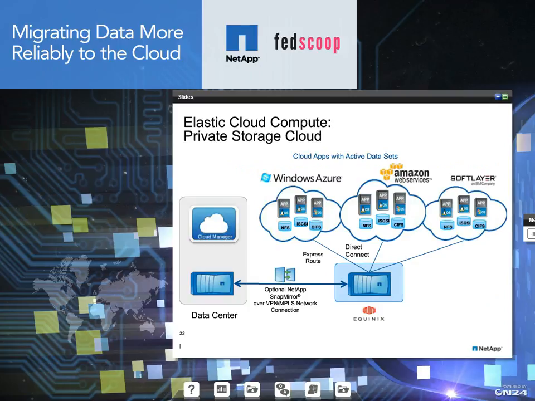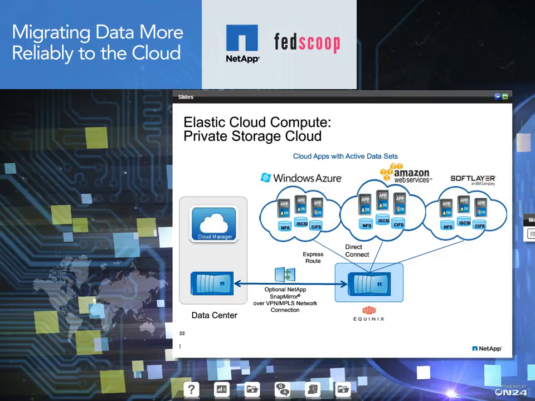But one of the things that you're troubled with, as we mentioned before, is migrating that data to the cloud. How do I get it from that private cloud up to the public cloud? One of the ways you could do this is by putting the data next to the cloud, or what we call adjacent to the cloud, with our NetApp private storage offering.